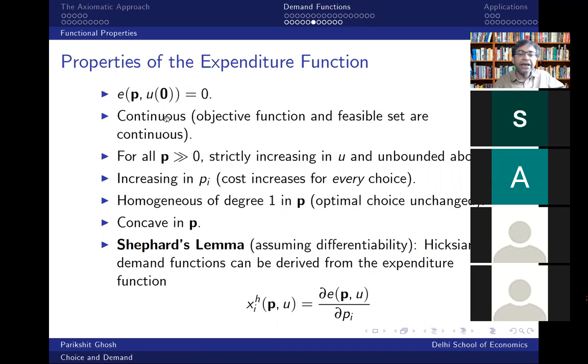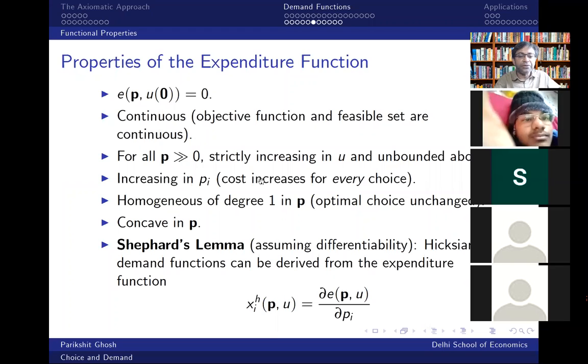Okay. Some technical things: the expenditure function is continuous. The expenditure function is strictly increasing in U and unbounded above. That's pretty trivial. I'll leave it to you to think. I mean, it's really quite trivial. The expenditure function is increasing in prices, right? Why is that?